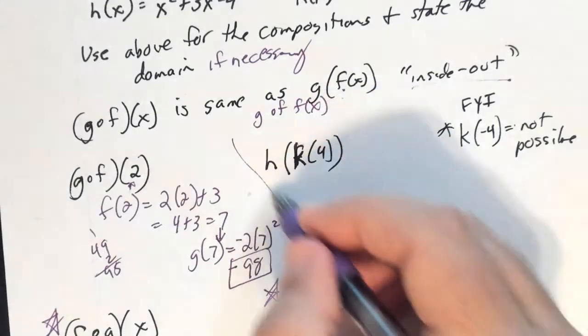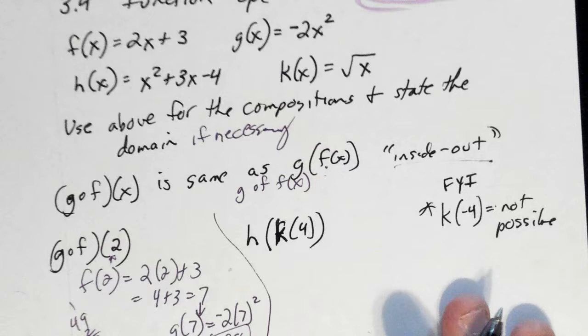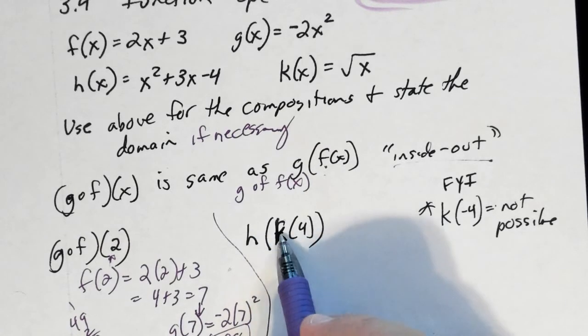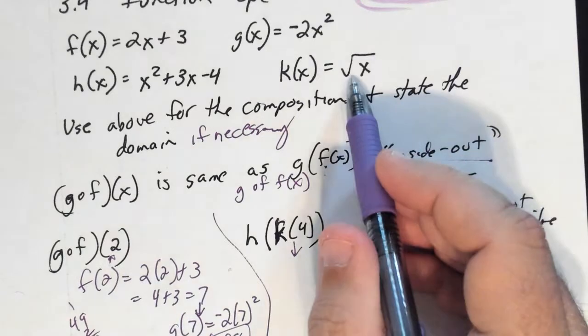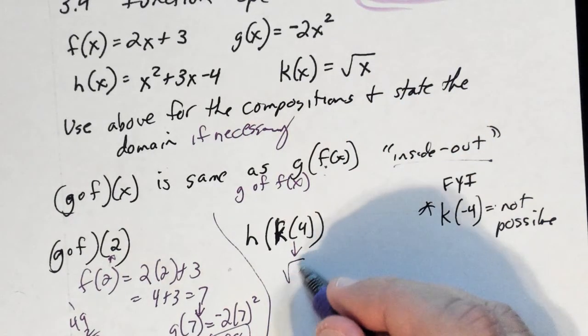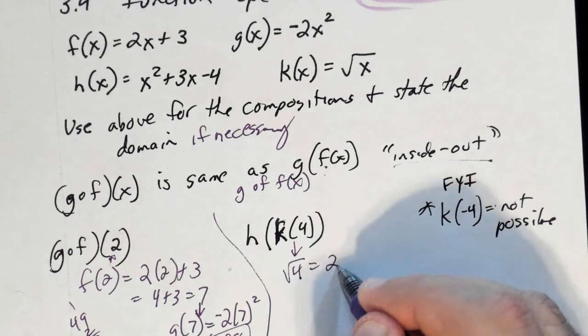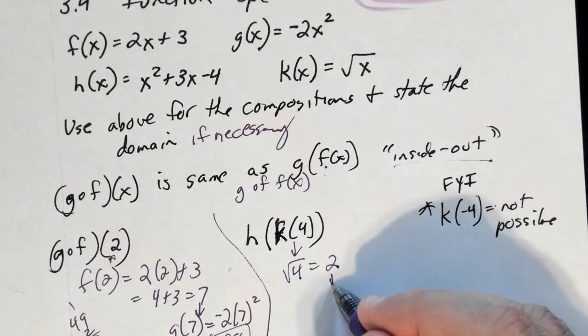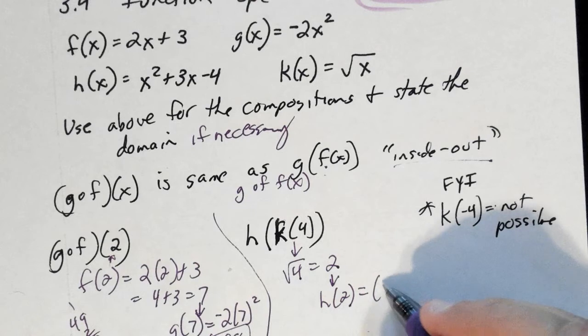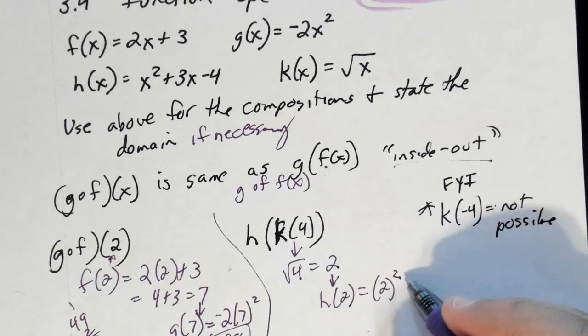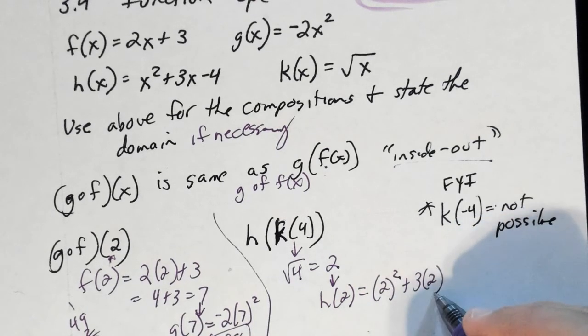Okay, so let's look at another one just similar to it. This is h of k of 4. So the first thing you do is you're going to find k of 4. Well, k is that square root. So it's going to be the square root of 4, which is 2. And then you're going to take that 2 and put it in the h function. And in the h function, it's 2 squared plus 3 times 2 minus 4.